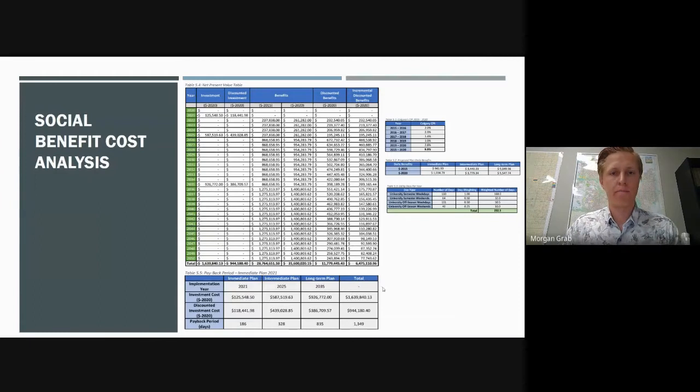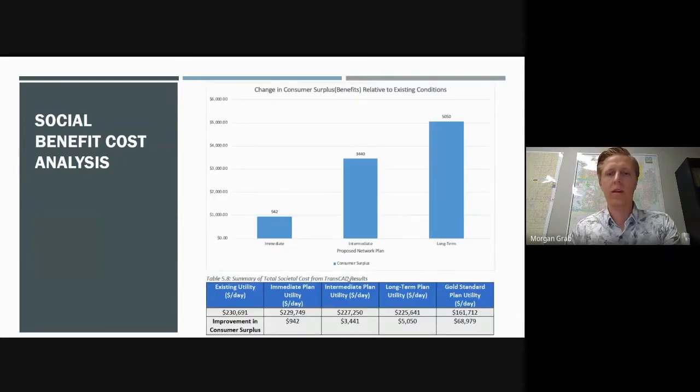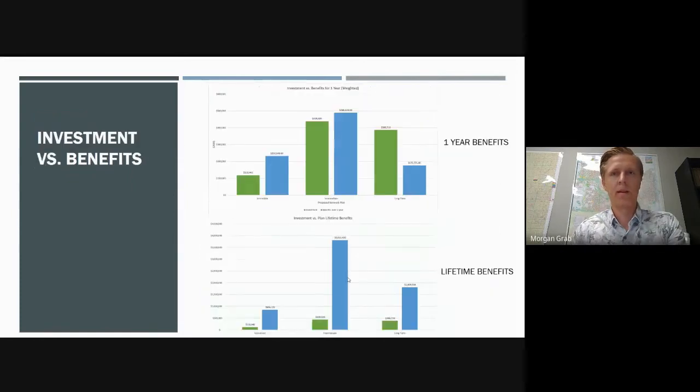So for the proposed plans, the predicted dollar benefits per day were $942, $3,441, and just over $5,000, with a gold standard, the ideal pathway, coming in at almost $69,000 per day. When calculated over the year, you can see the benefits of the improvements outweigh the investments for the immediate and intermediate timeframes, but not in the long term.